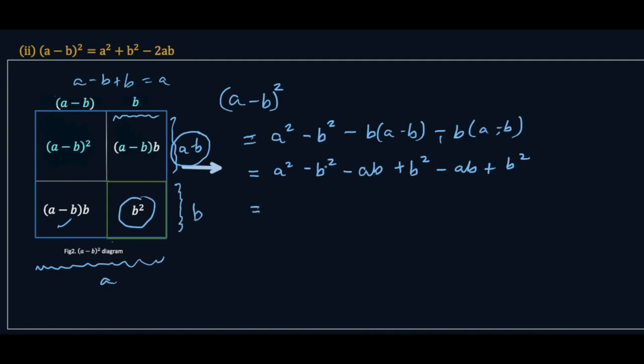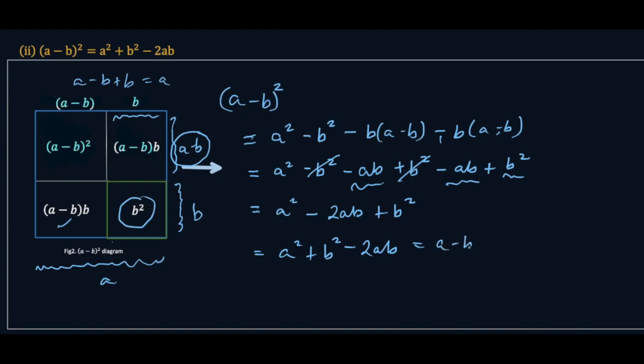Now let's simplify it again. Minus b² and plus b² get cancelled. This will get added. a² will remain as it is. So it's a² - 2ab and one b² remains, plus b². So this will be a² + b² - 2ab, which is equal to (a-b)², and this is our answer.